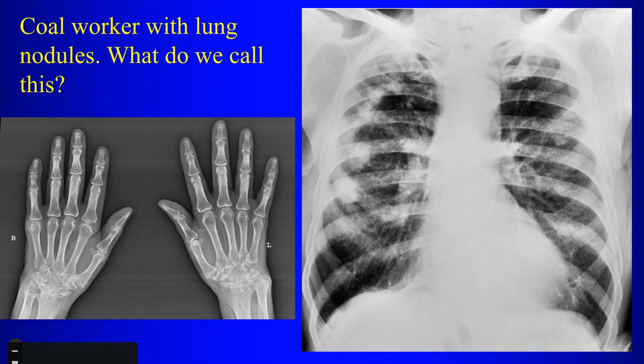What do we call this? Coal worker pneumoconiosis. Well, no. No? Caplan syndrome. So what is Caplan syndrome? That's rheumatoid arthritis, and then they inhale an organic dust, and they get pneumoconiosis, so it's rheumatoid plus pneumoconiosis.